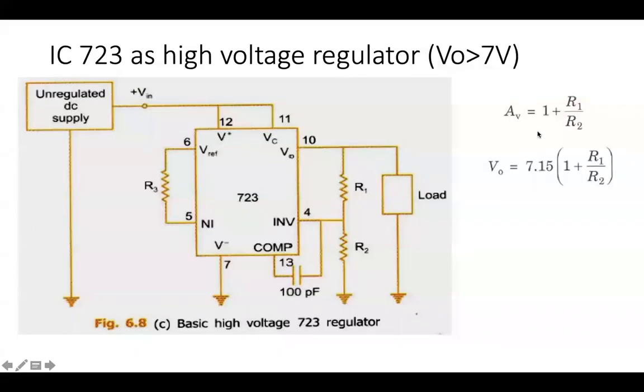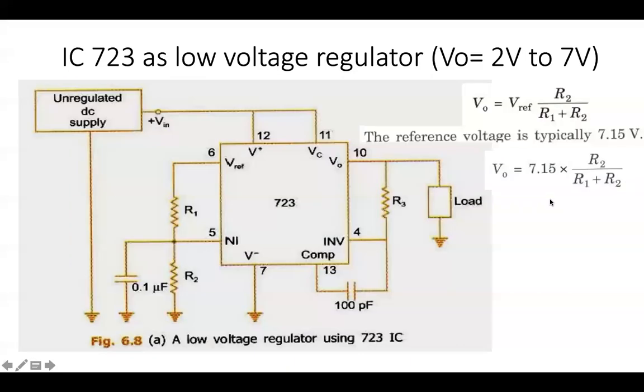Okay, fine. So my voltage gain is 1 plus R1 divided by R2. So it should always be more than unity, because it has transistors involved. So we are just taking it as 7.15 into 1 plus R1 by R2. So V0 is equal to V reference into AV, right? The same formula here, V reference into AV.